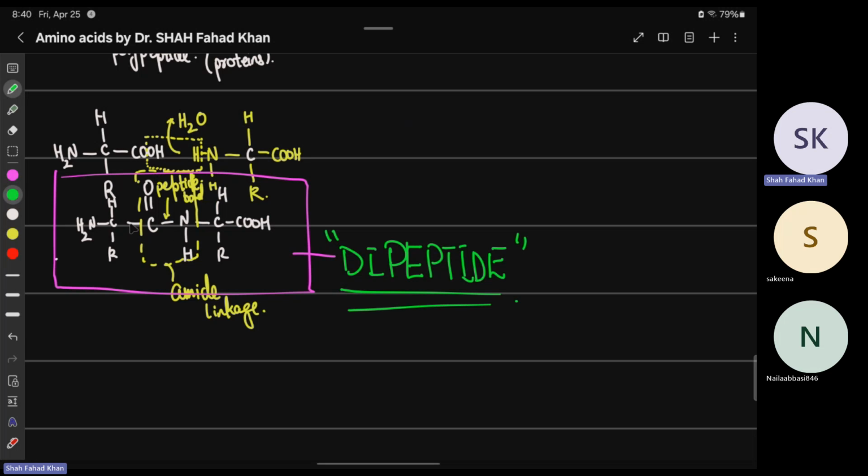Okay. Similarly, if you have multiple repetitions of the same procedure with hundreds of thousands of amino acids, you'll get a gigantic molecule, and that molecule would be your protein molecule. Okay, it's gonna be protein. This is how it works.